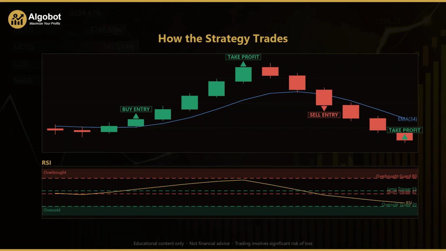In one clean sequence, you've seen both sides of this strategy. A long taken as an uptrend accelerates, and a short taken as a downtrend accelerates, each confirmed by RSI, and each managed with an ATR-based stop and target. Of course, real markets rarely move this cleanly, and plenty of setups end in a loss when momentum fails to follow through. This is a simplified illustration, shown for educational purposes only.